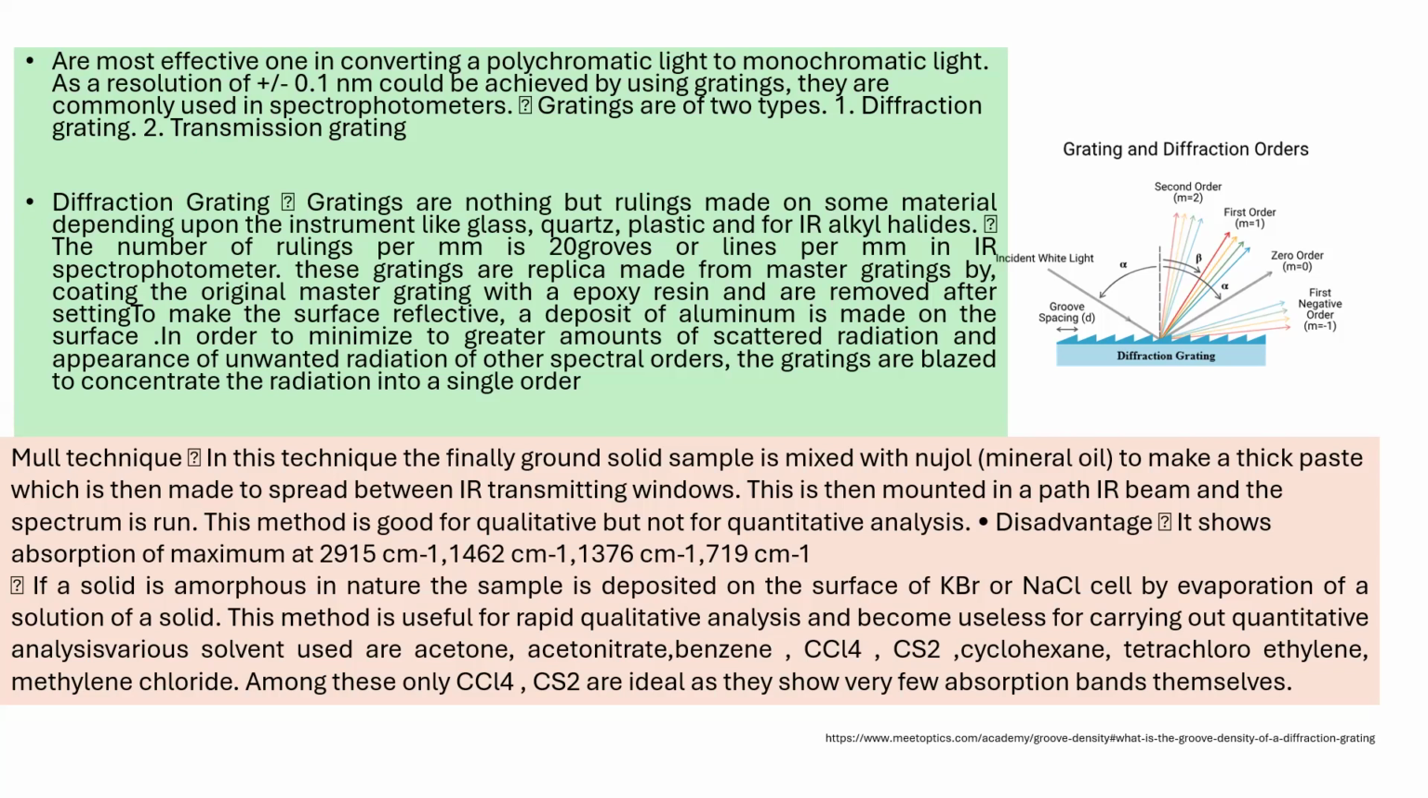So gratings are made upon a very uniform and reflective surface, right? Just to write about 4 or 5 lines about diffraction gratings in the monochromator design, this information is enough, I think. This is the spacing of the grooves that is denoted by the letter D, right? Then you have first negative order, zero order, first order, and second order.